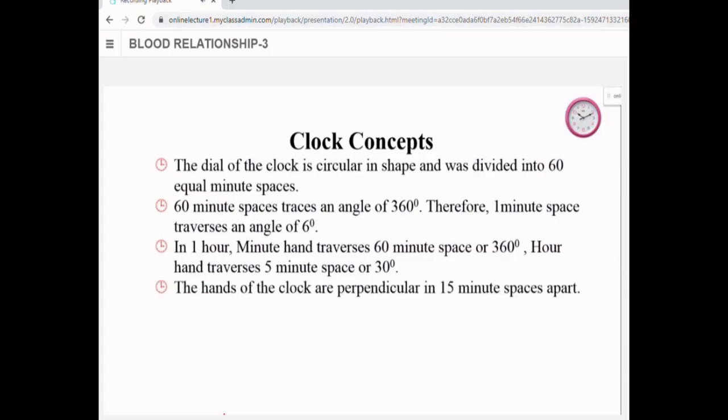The hands of the clock are perpendicular when they are 15 minute spaces apart. That is at 3 o'clock. At 3 o'clock, it is 90 degrees, perpendicular. At 9 o'clock, it is perpendicular. Sharp 3 o'clock, perpendicular. Sharp 9 o'clock, perpendicular. Now I'm asking you, what about 3:30 sharp? Will it be perpendicular? Yes or no?